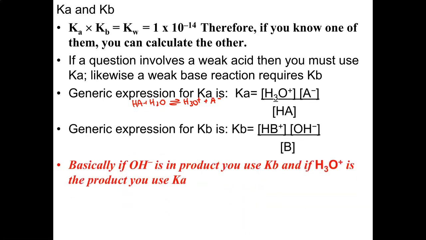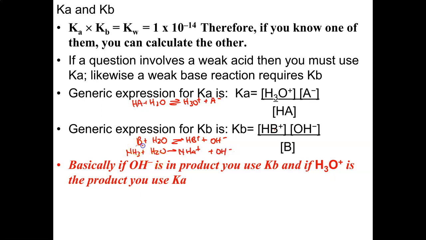Generic expression for Kb, on the other hand, HB plus and OH are the products. So basically you have B plus H2O. Remember, since this is a base, it's going to accept a hydrogen. So that's where you get the HB plus. Why plus? Because B was neutral and you're adding a positive charge to it. So that's why it became HB plus. And you have OH minus as your other byproduct. So that's where this stems from. And B will be like a base. For example, NH3 plus H2O produces NH4 plus OH minus. So that's what it looks like realistically, right?